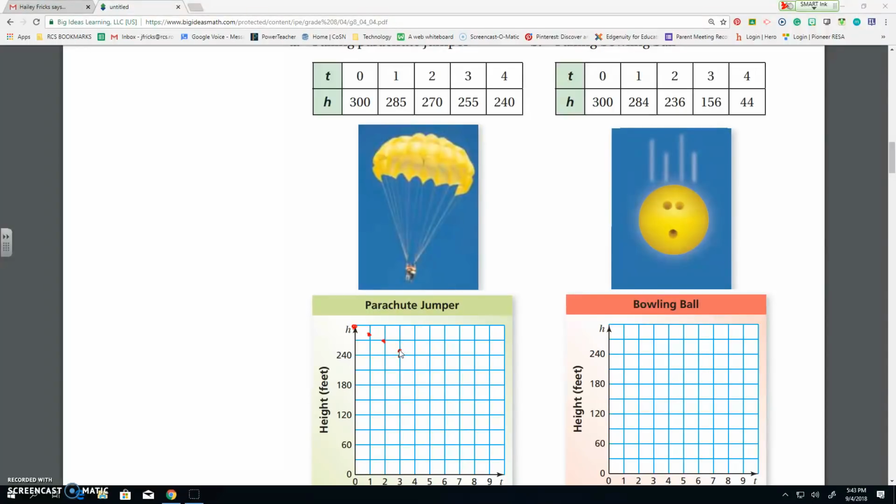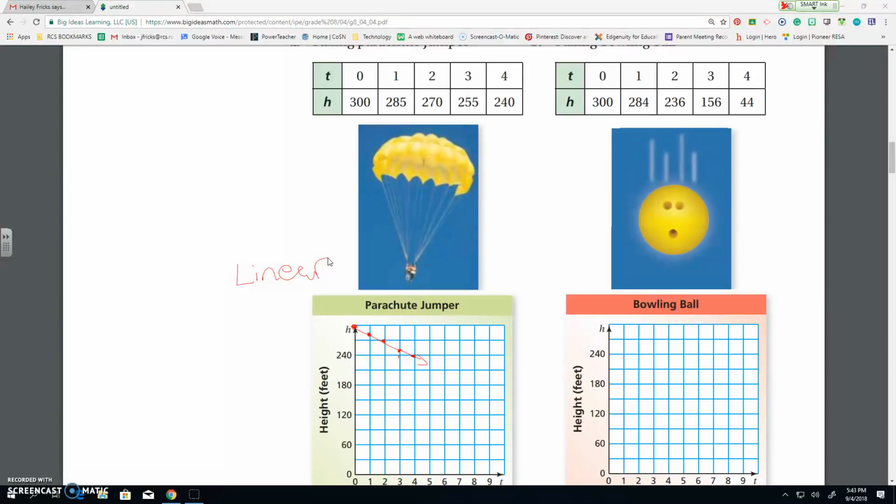And then 4, 240, so if I go to the right 4 and then up 240, that's going to be perfectly aligned right there. So if I look at this line, I can tell real quick, it is a straight line, therefore this is linear. So this one would be linear. Write it out. Linear. Alright, so the bowling ball, that one's interesting.